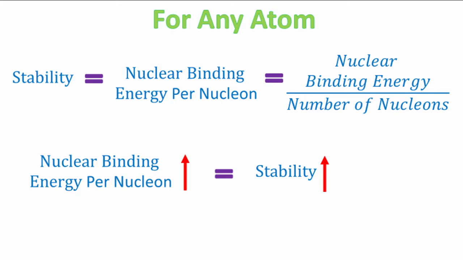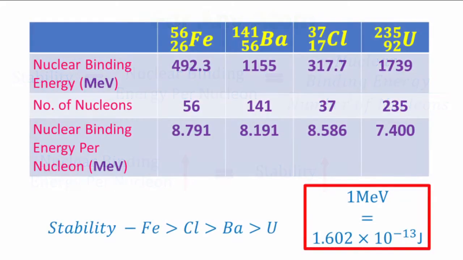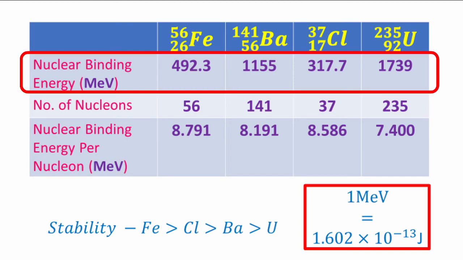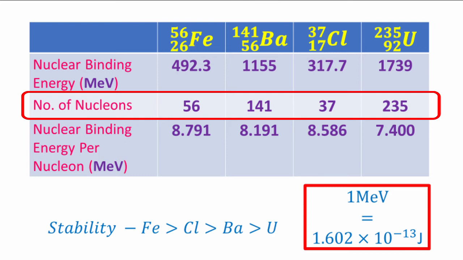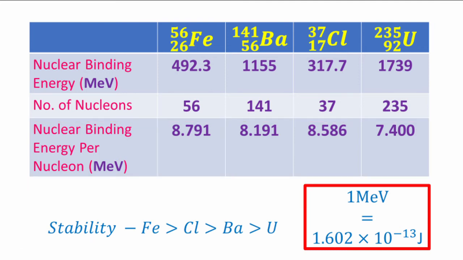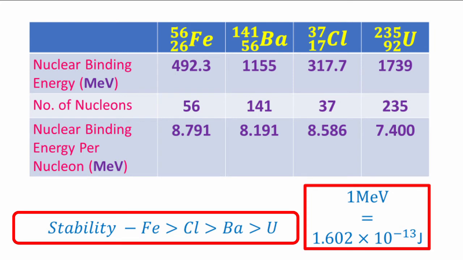If you have to compare the stability of several atoms, I suggest that you draw a table like this and enter the nuclear binding energy in the first row, the number of nucleons in the second row, and then divide row 1 by row 2 and get the nuclear binding energy per nucleon. Now in this example, you can see that even though uranium has the highest nuclear binding energy, the binding energy per nucleon is the lowest. So it is unstable compared to the other atoms.